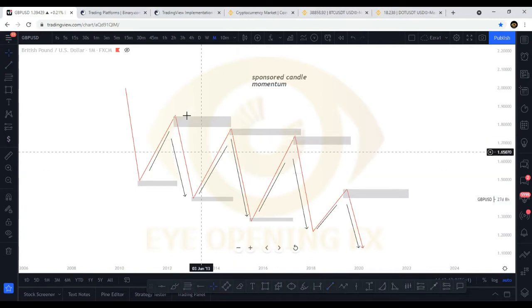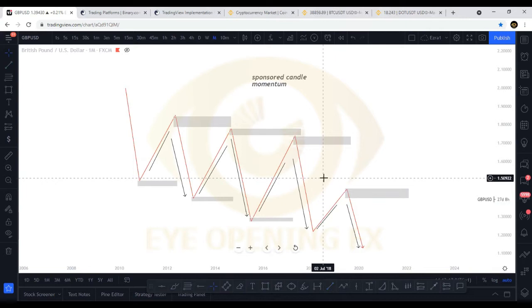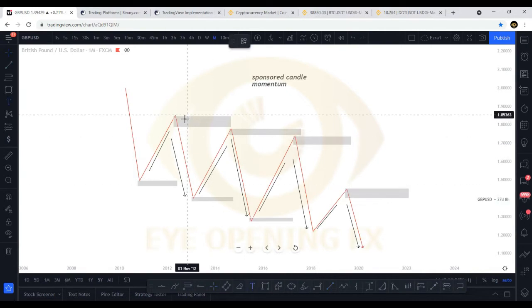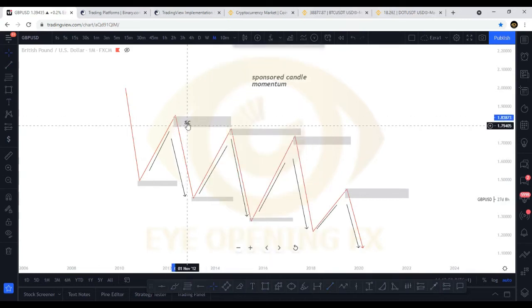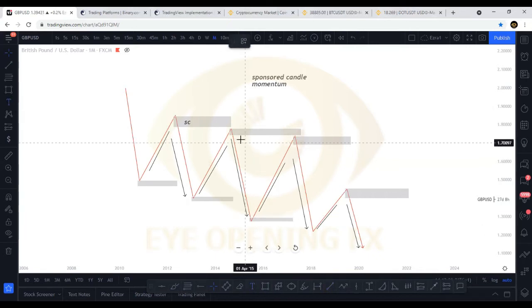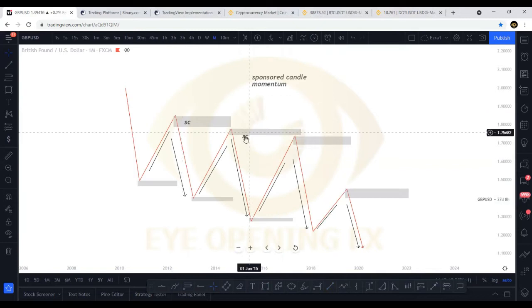All these highs, the last candle above them on all time frames, are sponsored candles. SC means sponsorship or sponsored candle. So that is our sponsorship candle.